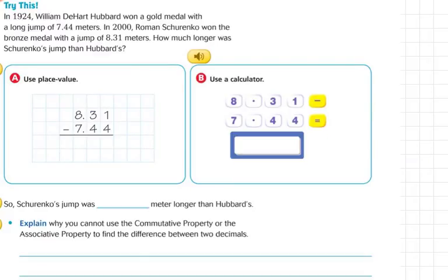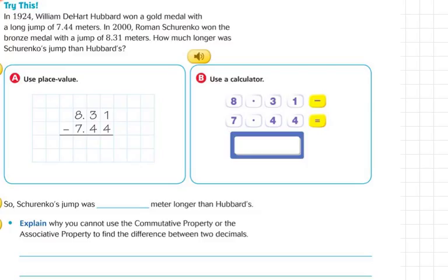Now, boys and girls, we're going to try one more problem. We're going to try this activity with each other. It says, in 1924, William DeHart Hubbard won a gold medal with a long jump of 7 and 44 hundredths meters. In 2000, Roman Chernikov won the bronze medal with a jump of 8 and 31 hundredths meters. How much longer was Chernikov's jump than Hubbard's?